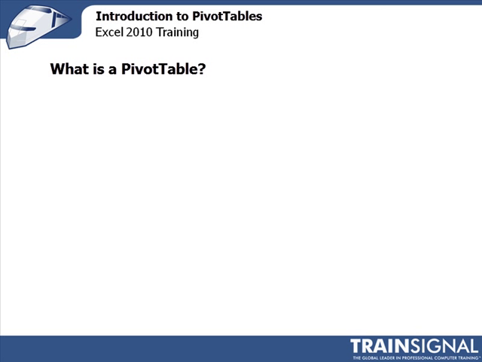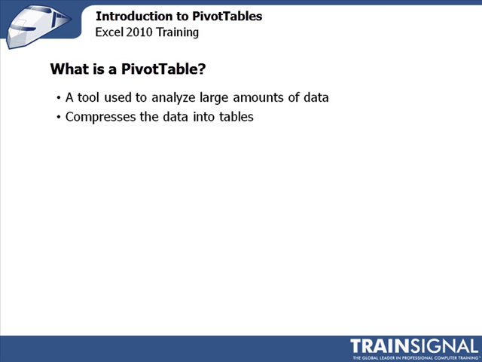What exactly is a pivot table? A pivot table is a tool that's used to analyze large amounts of data. You could have a worksheet with a couple hundred thousand cells filled with data, and you've got to wade through there and find that one thing or that one trend. That can be a daunting task without something like a pivot table to help you. The pivot table compresses the data into small tables that are easily managed with the use of filters.